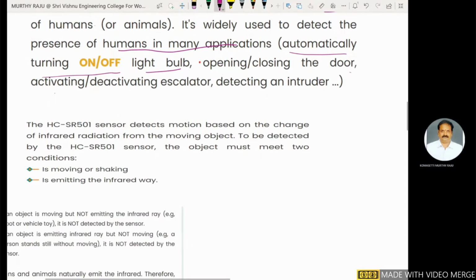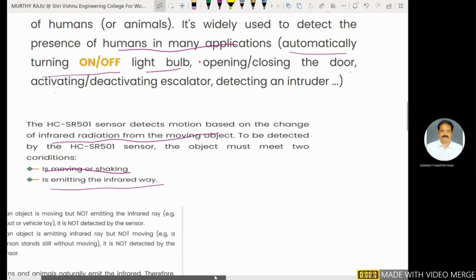This sensor detects motion based on the change of infrared radiation from the moving object. Change of infrared radiation from the moving object is very, very important. To be detected by the sensor, the object must meet two conditions: the object is moving or shaking, and it is emitting infrared waves.